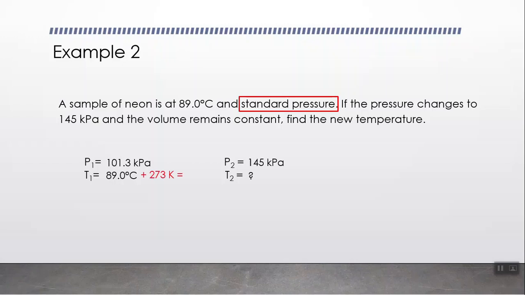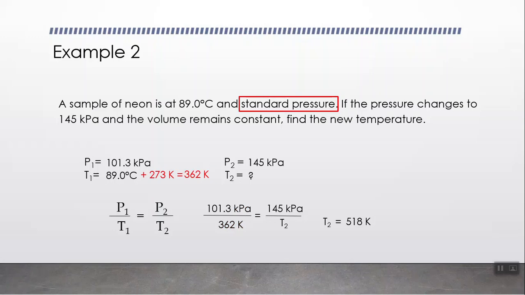Add 273 to convert it to Kelvin. We have 362 Kelvin. And let's set it up. P over T is equal to P over T. We're going to cross multiply to determine the final temperature. And we get a final temperature of 518 Kelvin.